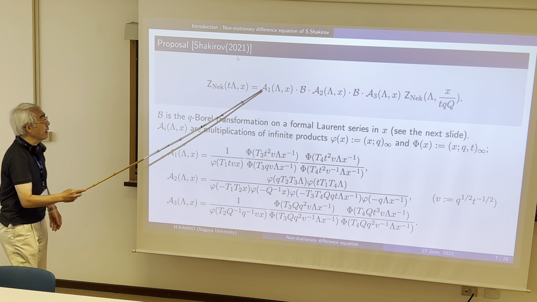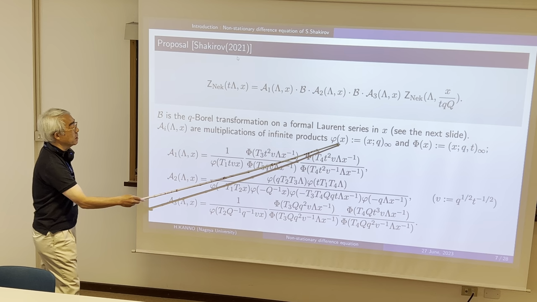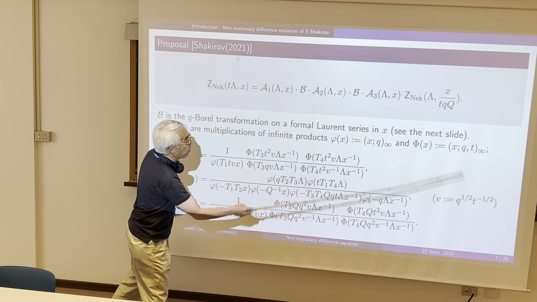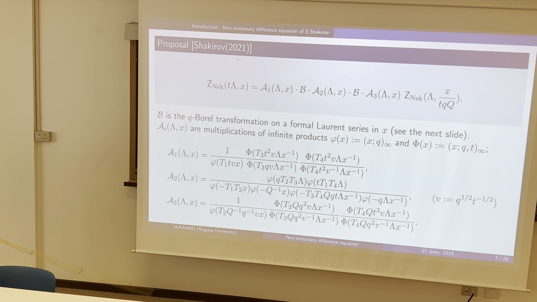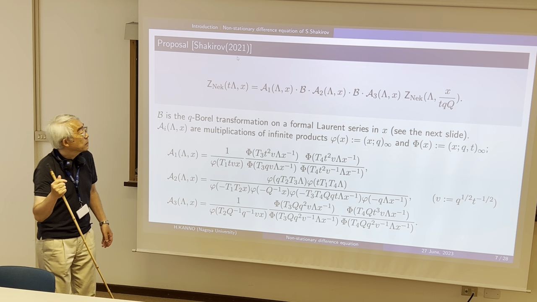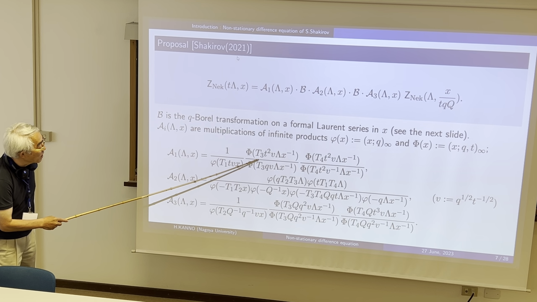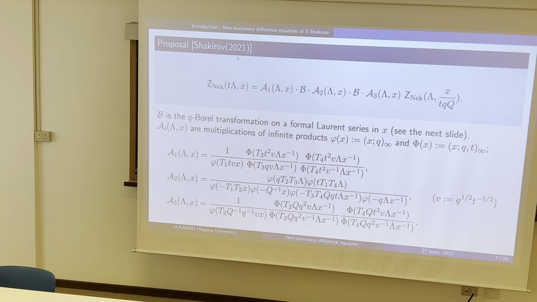And calligraphic A is the multiplication of an infinite product. For abbreviation, I write this infinite product, the standard q-Pochhammer symbol, by small phi, and this double infinite product I write in capital Phi. You see, this is a rather complicated multiplication. I just defined Q as an exponential of the Coulomb moduli parameter, T as an exponential mass parameter, and V as a combination like this. I hope I explained all the notation. And this is the original form of the equation.